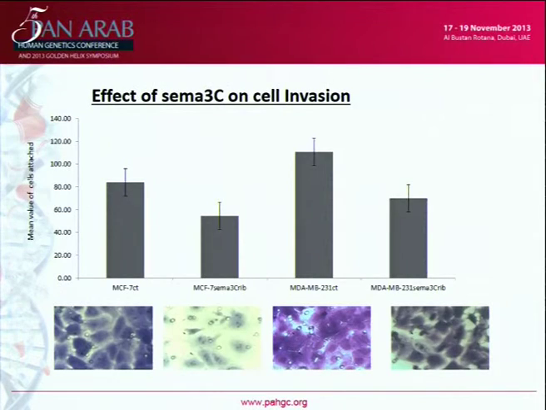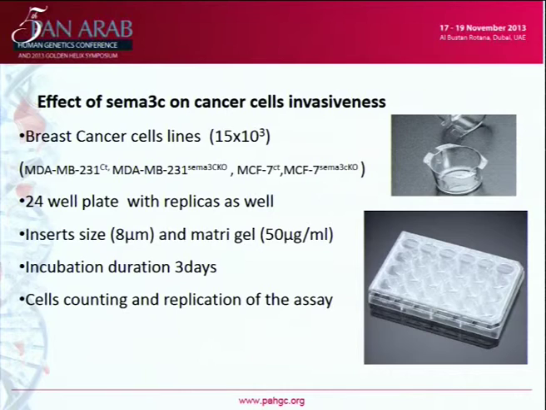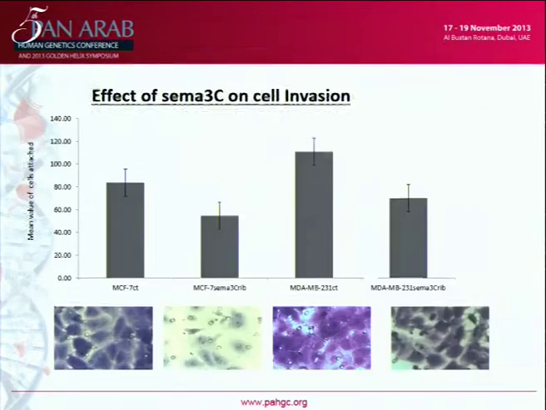And over here, you can see the cells which are present on the other side, on the lower side. If I invert this insert, I counted the cells from the bottom, to see how many cells actually invaded the Matrigel and crossed those pores. And these are the pores from where the cells invaded and crossed. So that's the Boyden chamber presentation.